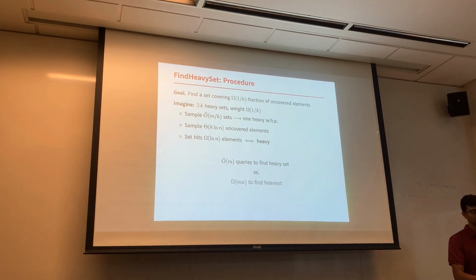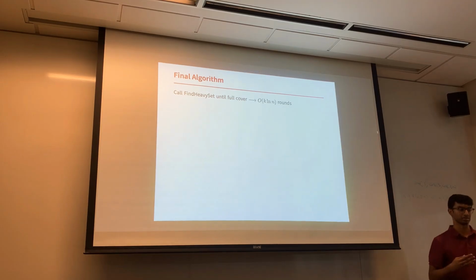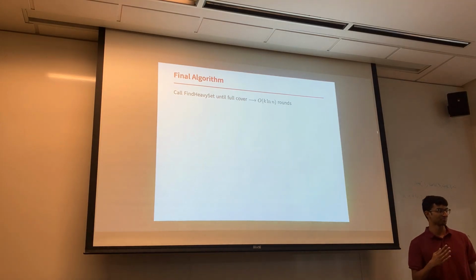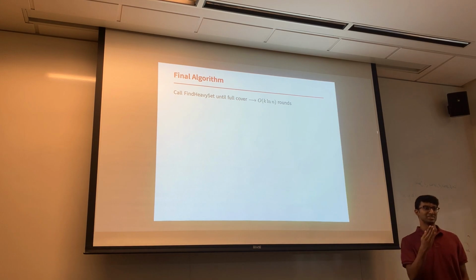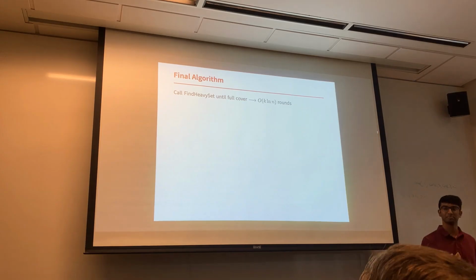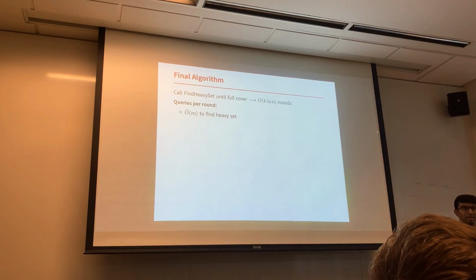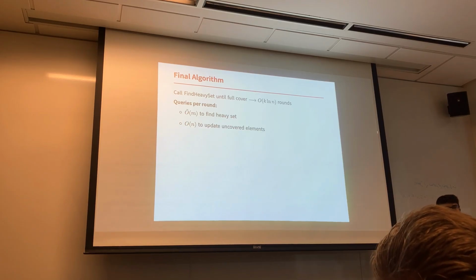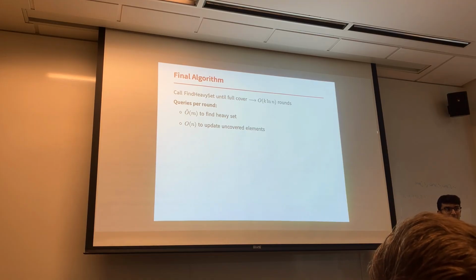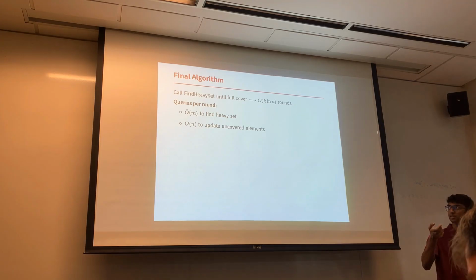And so putting it all together, what's our final algorithm going to look like? We're going to keep calling this find heavy set procedure until we retain a full cover. And this will take k log n rounds. At each round, we take n queries to find a heavy set. And then there's one detail I left out, which is we need to maintain the set of uncovered elements so that we can sample from them during our find heavy set procedure. And the cost of this is n queries per round, because every time I get a set, you just have to check which elements it covered.